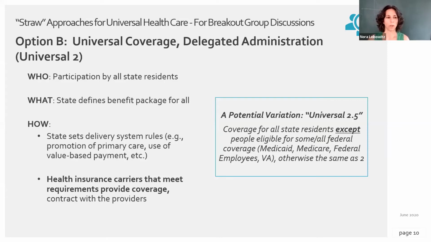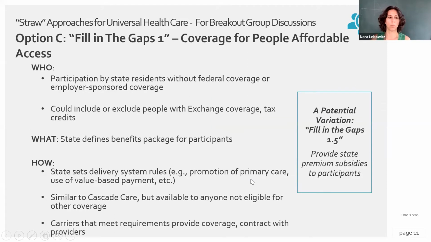Great, thank you. So for option C, which we're calling fill in the gaps, again, very creative naming. This is coverage for people who, it looks like the word lack is missing, so it is lacking lack. Coverage for people who lack affordable access. And this comes out of having heard about the desire to find solutions that work for more people in the state, and looking at potential ideas that aren't as big a change as the universal coverage would be.